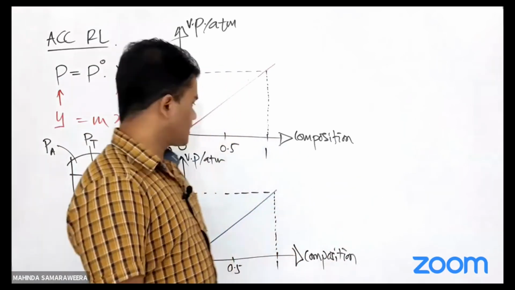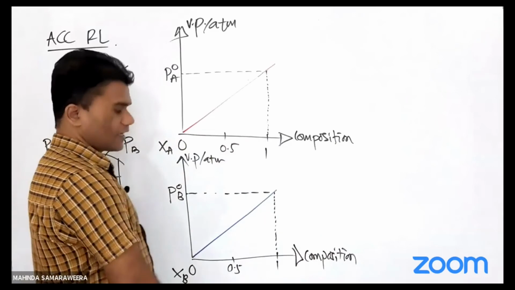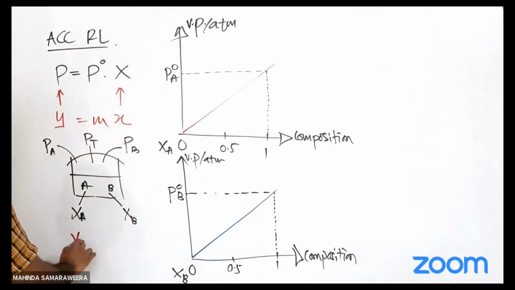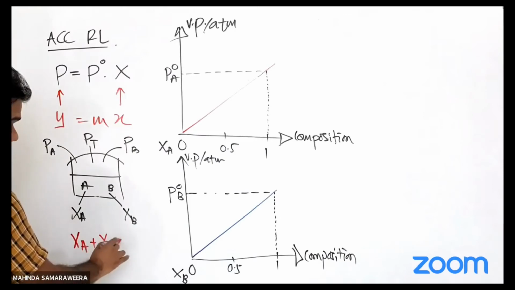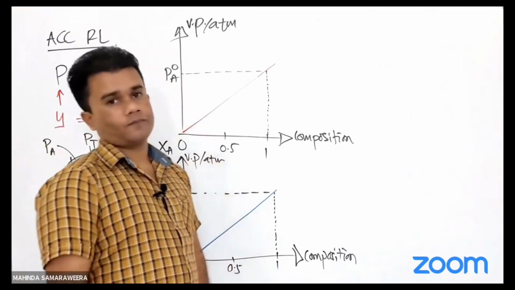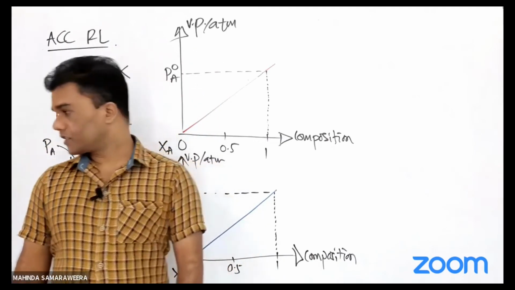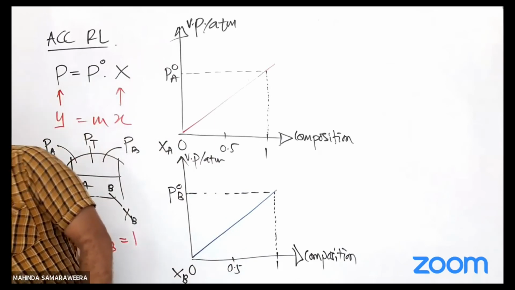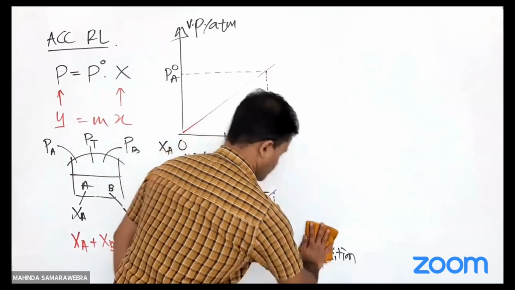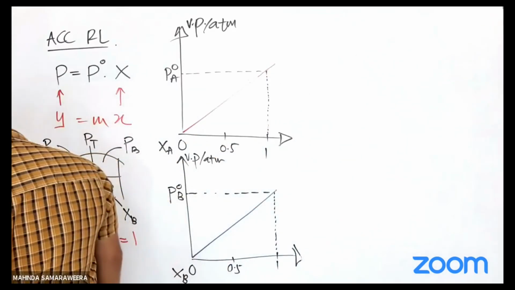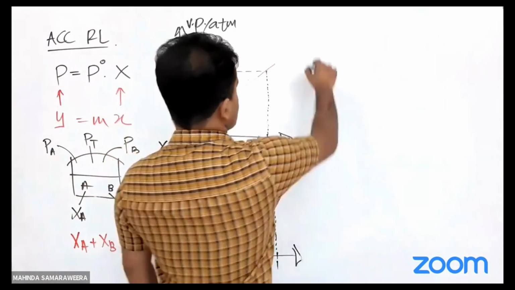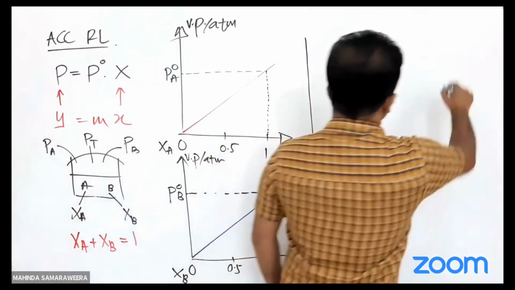Why? There is a relationship between XA and XB. Do you remember that relationship? XA plus XB is always equal to what? 1. XA plus XB is equal to 1. Total mole fraction is equal to 1. So based on that relationship, I can combine these two graphs. That's what I'm going to do now. Very simple, right? It's not that complex.